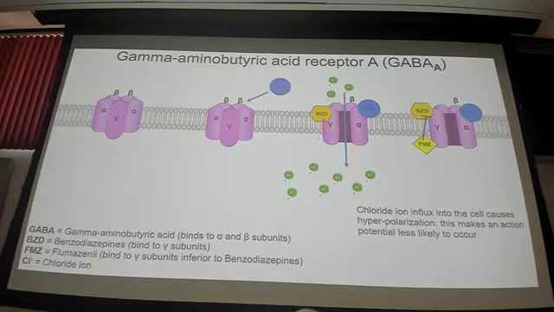Benzodiazepines are modulators of GABA receptors, and they bind to the gamma subunit. And flumazenil is an allosteric inhibitor of benzodiazepines. It also acts on the gamma subunit, at a different site than the benzodiazepines.